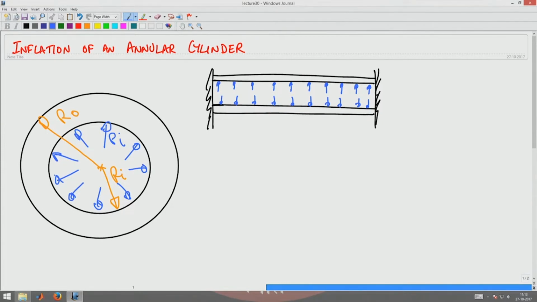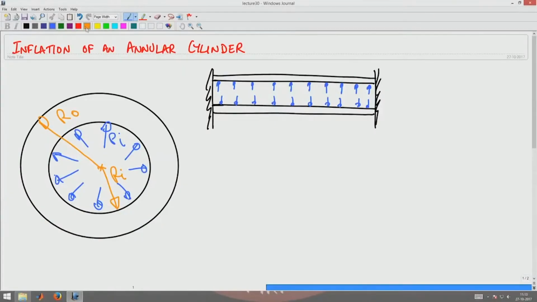Since the geometry of the structure is circular, the cross section is circular, it is prudent to use the cylindrical polar coordinate system to solve this problem. So, we will first understand the components of stresses in the cylindrical polar coordinate system. Now, let us assume that this is Z, that is x and that is y of the cylinder, and the cross section is shown here, which is essentially in the xy plane. This is x, this is y.